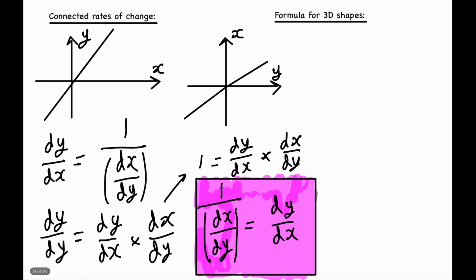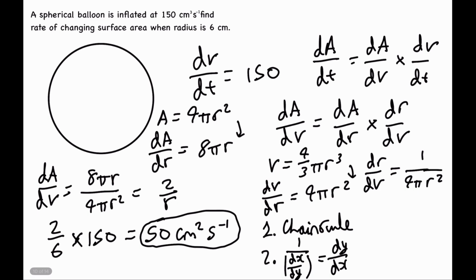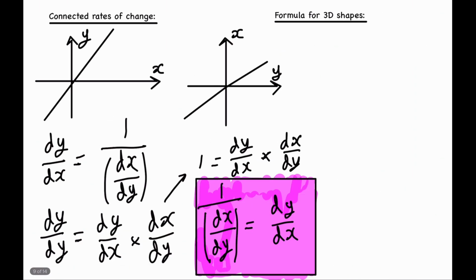Now let's move on to formulas for 3D shapes, which are also very useful for connected rates of change. We'll go through all the formulas that you will need to know for the exam, as we use them for this question quite a lot for the surface area and the volumes.